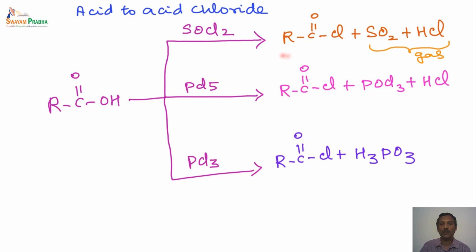So this thionyl chloride method is the most preferred one because sulfur dioxide and HCl are gases which escape from the reaction medium, so that the reaction goes to completion very efficiently. So this is the most preferred method for the preparation of acid chlorides from acids.